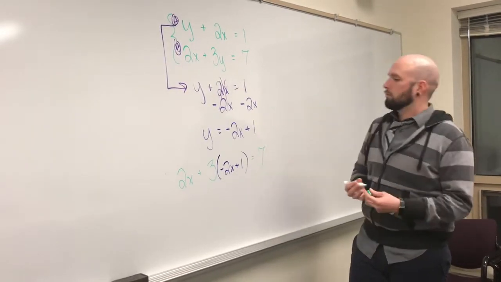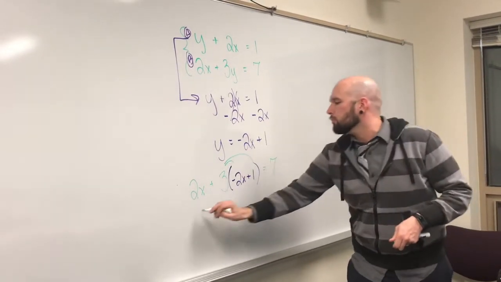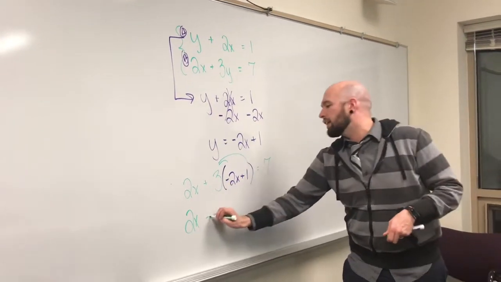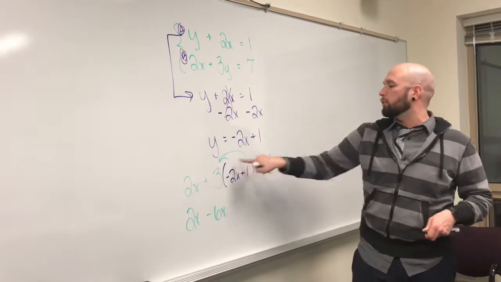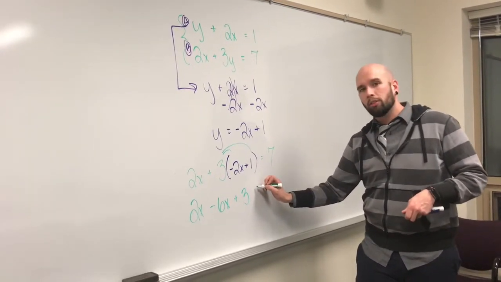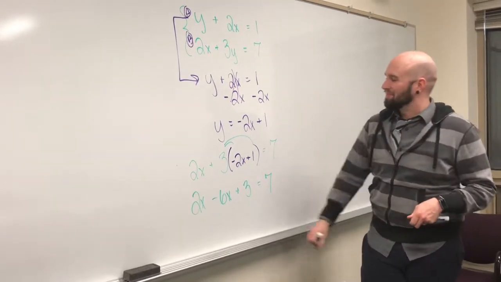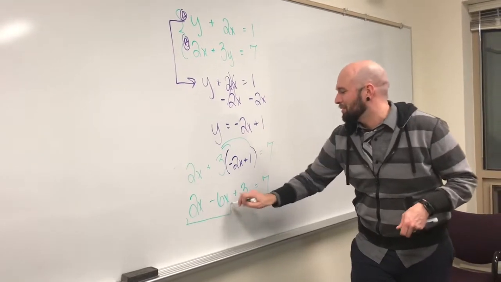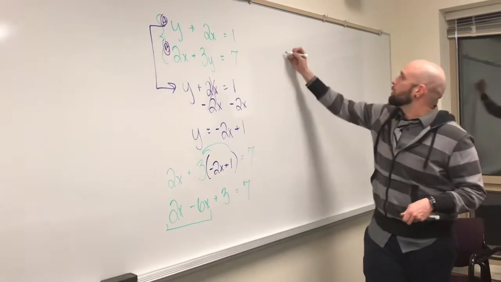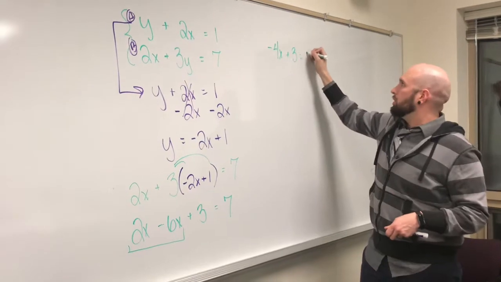Look at that. So my next step, distribute. 2x, positive 3 times negative 2 is negative 6x. Positive 3 times positive 1 is positive 3. Am I sure? I'm positive. I'm going to just allow that to kind of marinate for you kids on YouTube. I have 2x minus 6x. I'm going to bring that up here. Negative 4x plus 3 equals 7.